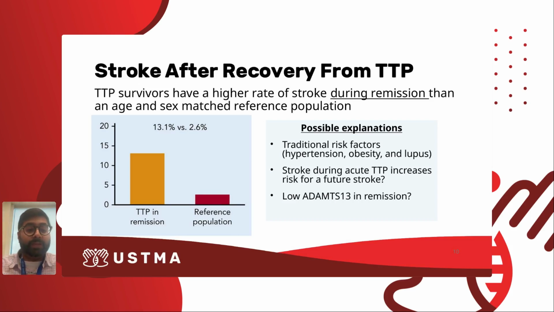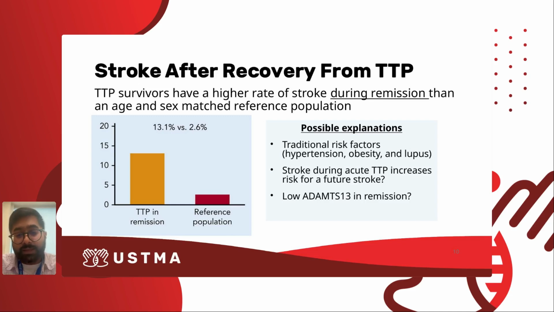So importantly, their platelets are normal, their ADAMTS13 may or may not be normal, and there's no evidence of an active TMA occurring. And strikingly, 13% of these patients were found to have a stroke throughout the course of their long-term follow-up compared to just 2.6% of traditional patients in the reference population from databases that are available in the US.